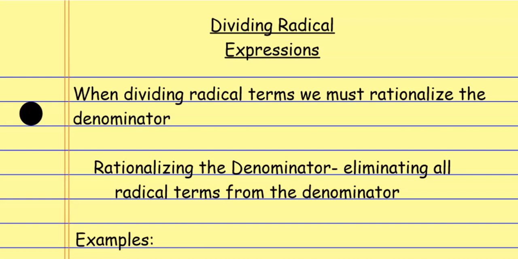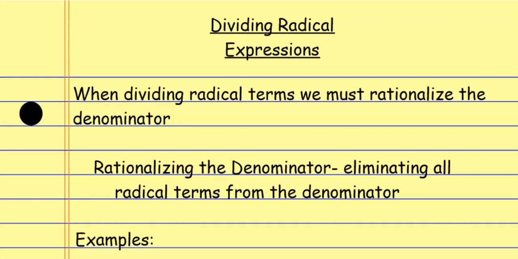We can have radicals in the numerator all we want, but we don't want any radicals in the denominator. So when we're dividing rational expressions, essentially our goal is to eliminate all radicals from the denominator. When dividing radical terms, we want to rationalize the denominator, and again, that simply means eliminating all the radical terms from the denominator.